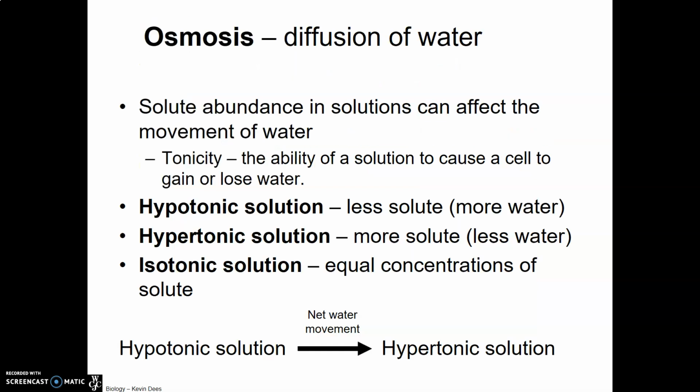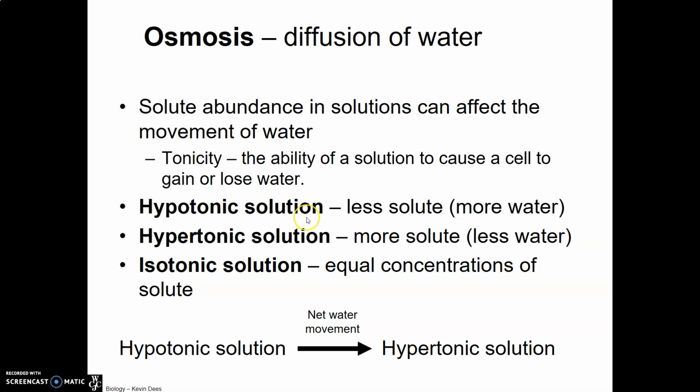We can also look at the diffusion of water. The diffusion of water is called osmosis. So the solute abundance in solutions affects the movement of water as it can move as a particle. And we call this concept tonicity. Tonicity is the ability of a solution to cause a cell to gain or lose water. Now, this concept is fairly easy, but we're going to use some terms to describe the solute concentrations.